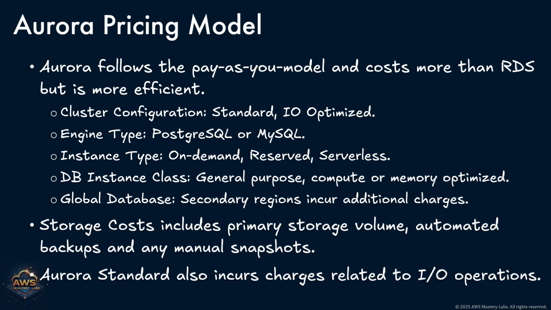Data transfer is straightforward. Inbound transfers are free, while outbound transfers, whether to the internet or other AWS regions, are billed according to standard AWS data transfer rates. And if you're leveraging Aurora Global Database, keep in mind that secondary regions come with additional costs for compute, storage, and replication, based on the volume of data replicated across regions.